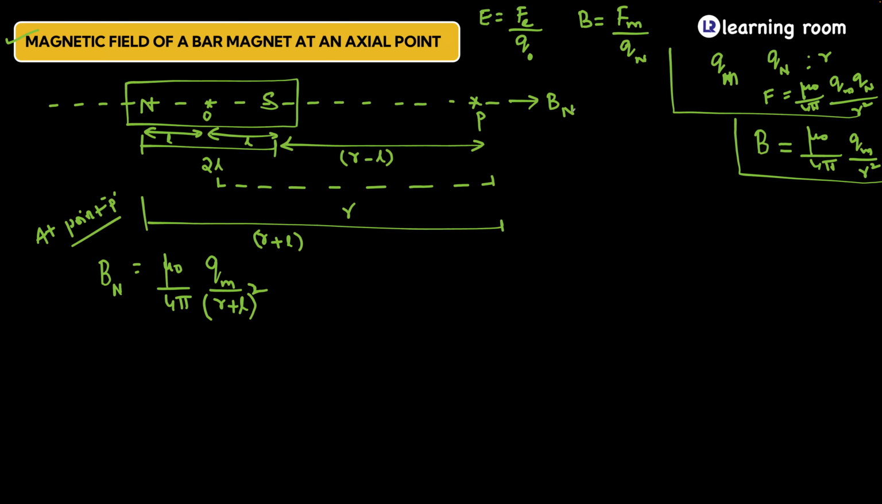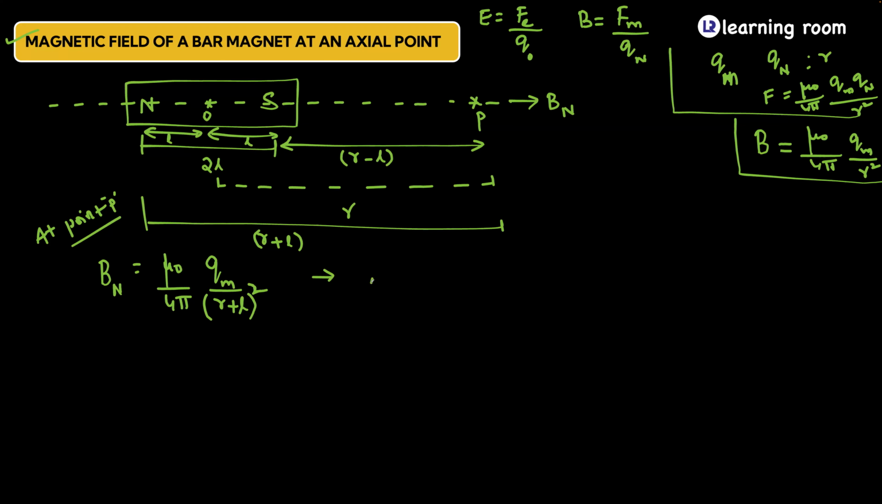Because what is the test pole that you're going to keep here? You will place a North Pole. So the North Pole, due to this North Pole, will experience a force in the outward direction. So it is almost similar to what you think of a positive charge. For a positive charge, the magnetic field is away. Similarly, due to the North Pole, the magnetic field is away. Okay. So Bn is equal to mu naught by 4 pi into Qm divided by R plus L the whole square, which is in the rightward direction.